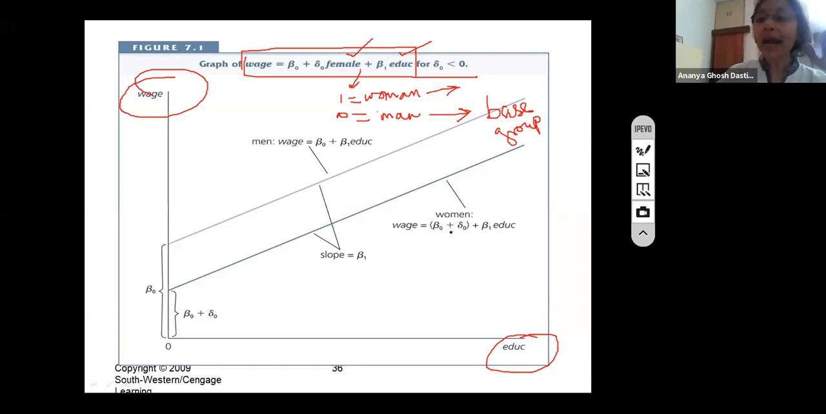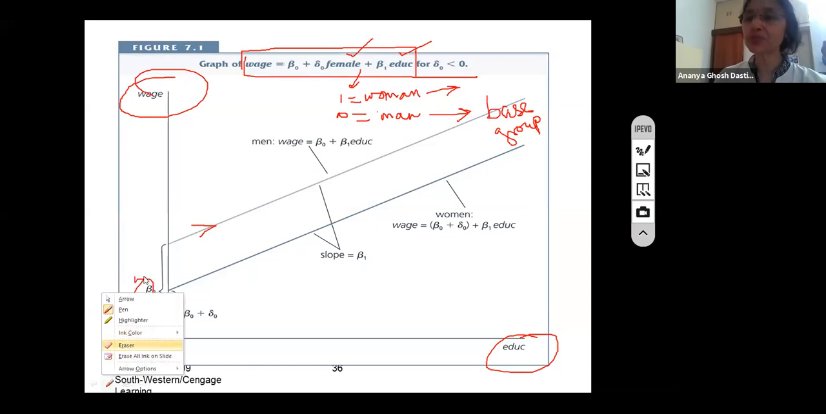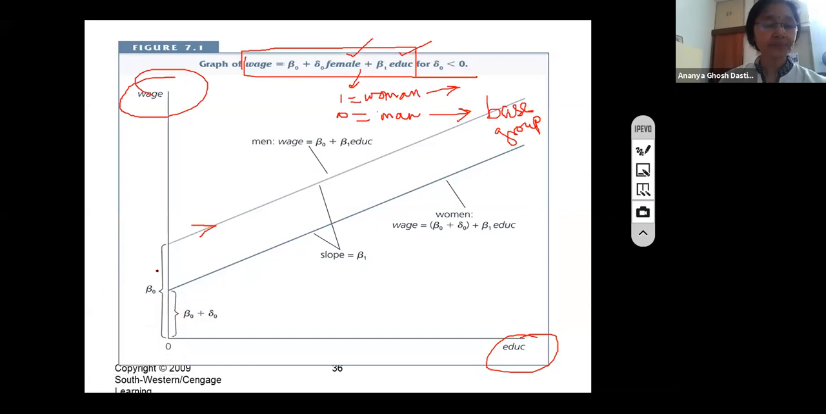So I see that for the base group, in this case the base group is men, the intercept of the regression is beta naught. So this is the line for men. You can see this is beta naught. This is the intercept for the men. So this is the line for men.